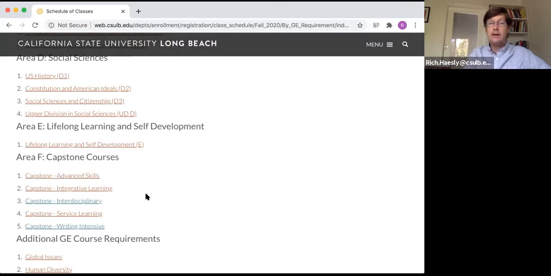Within that, not very helpfully, are 5 different sections. Those are bureaucratic sections that don't matter to you. You need to take 2 upper division capstone courses that are somewhere in here. Most of the ones are going to be in this interdisciplinary category, and so it's easiest to click on that. Although some of them may be service learning. For example, Poli-Sci 450 and 401 in our department are GE upper division capstone courses.